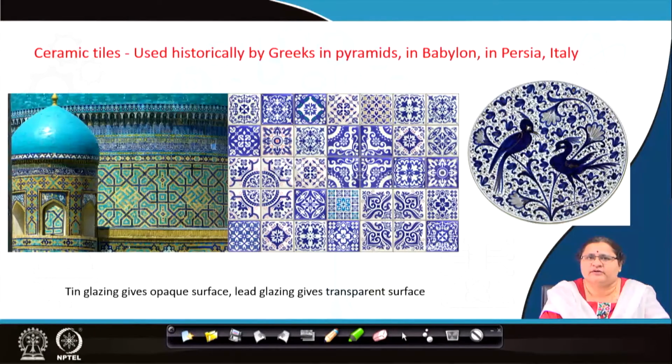So there are lots of such historic examples still there, and it is seen that mostly during those days also it was either lead glazing or tin glazing. Tin glazing gave an opaque look, whereas lead glazing gave a transparent look. Delft of the Netherlands is also famous for its Delft ware.